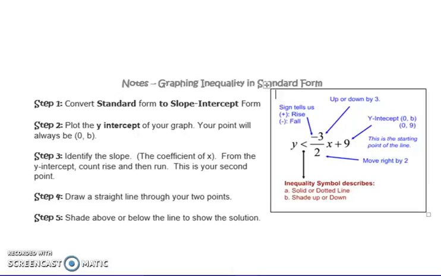Alright, welcome to the second day of graphing inequalities. Today we're focusing on standard form.